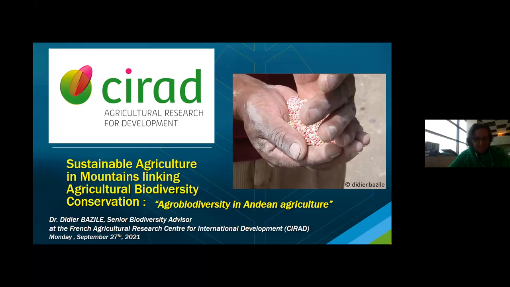Clear. Thank you. So during my lecture, I will talk about agriculture in mountains, and I will give you an example of agriculture with the example of quinoa. I am a French researcher working at CIRAD. CIRAD is the French Agricultural Research Center for International Development, and we have a mission of international cooperation. And we have researchers based in more than 100 countries all around the world, working with farmers, farmer organizations, and national research.